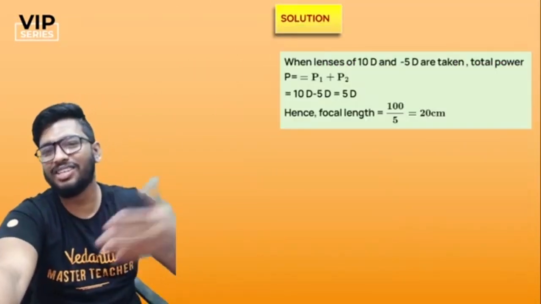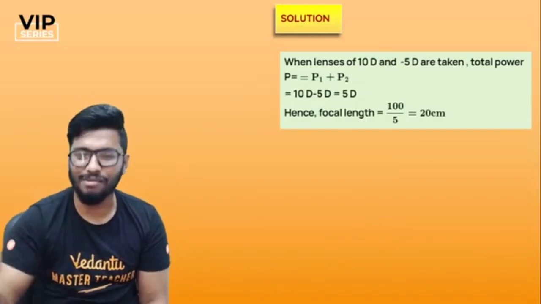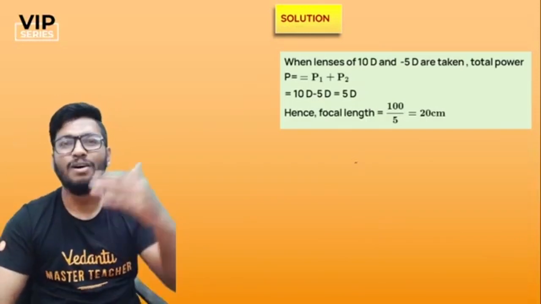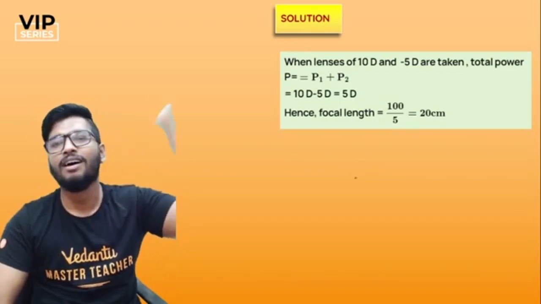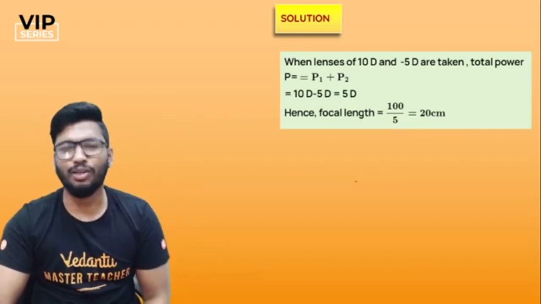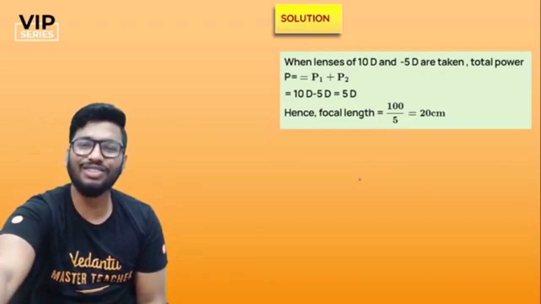However, the right answer to that question would be option number B, no doubt about it, because you're going to get 1 by 5. 1 by 5 is 0.2. If you convert that to centimeter, that'll be 20 centimeter. That's it. That is the answer for this question, guys.